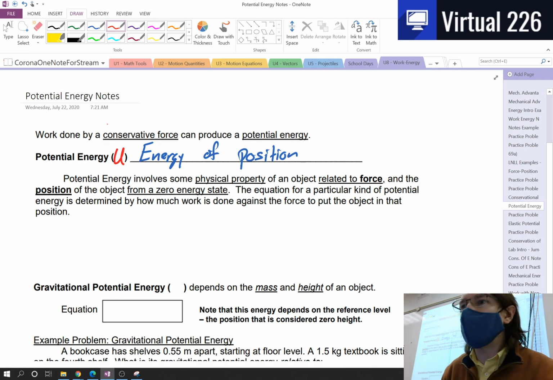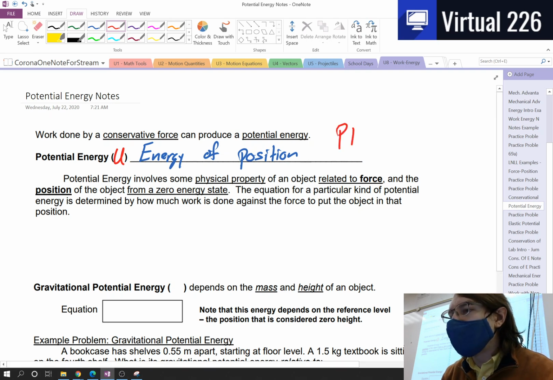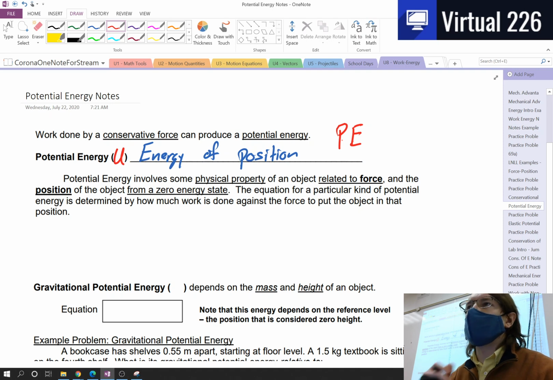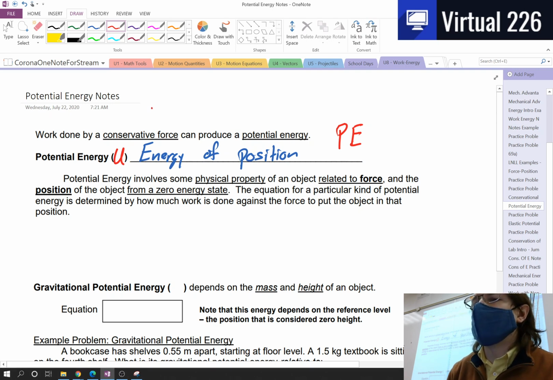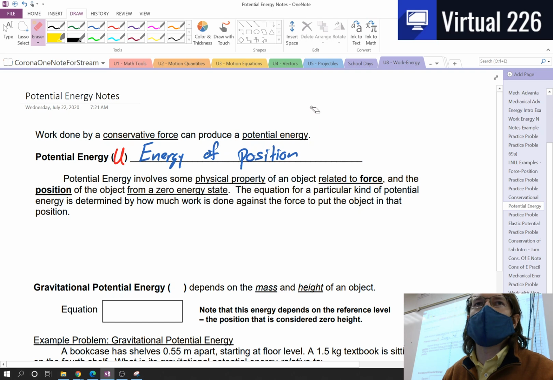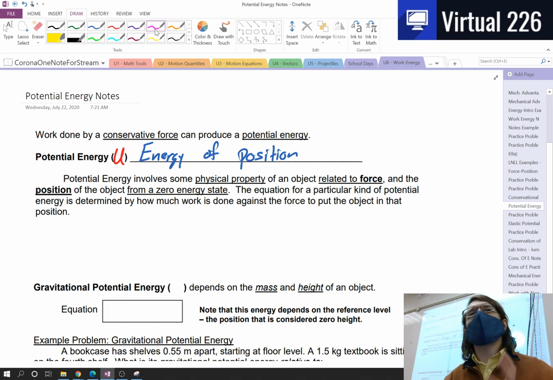Now, between you and me and everybody out there in the world, when nobody's looking, I just write PE for potential energy. But technically speaking, the letter U is what we use there. I think it goes back to the idea that momentum is with a P and pressure is with a P, and so is power. So why would I say potential energy? Oh, that's too many P's. We'll just use U, but if you use PE, nobody's going to come and get you, okay? But it really is the energy of position.